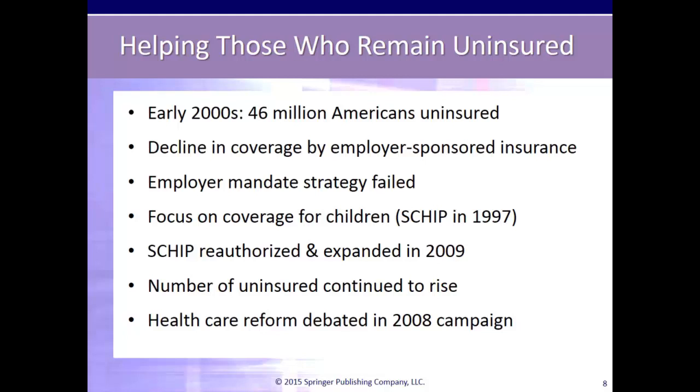Children's insurance gained bipartisan support, and Congress enacted the State Children's Health Insurance Program, named CHIP, in 1997. States can use CHIP funds to expand Medicaid for children or develop a separate state program. CHIP did little to reduce the number of uninsured, and the 2008 presidential campaign focused on health reform.